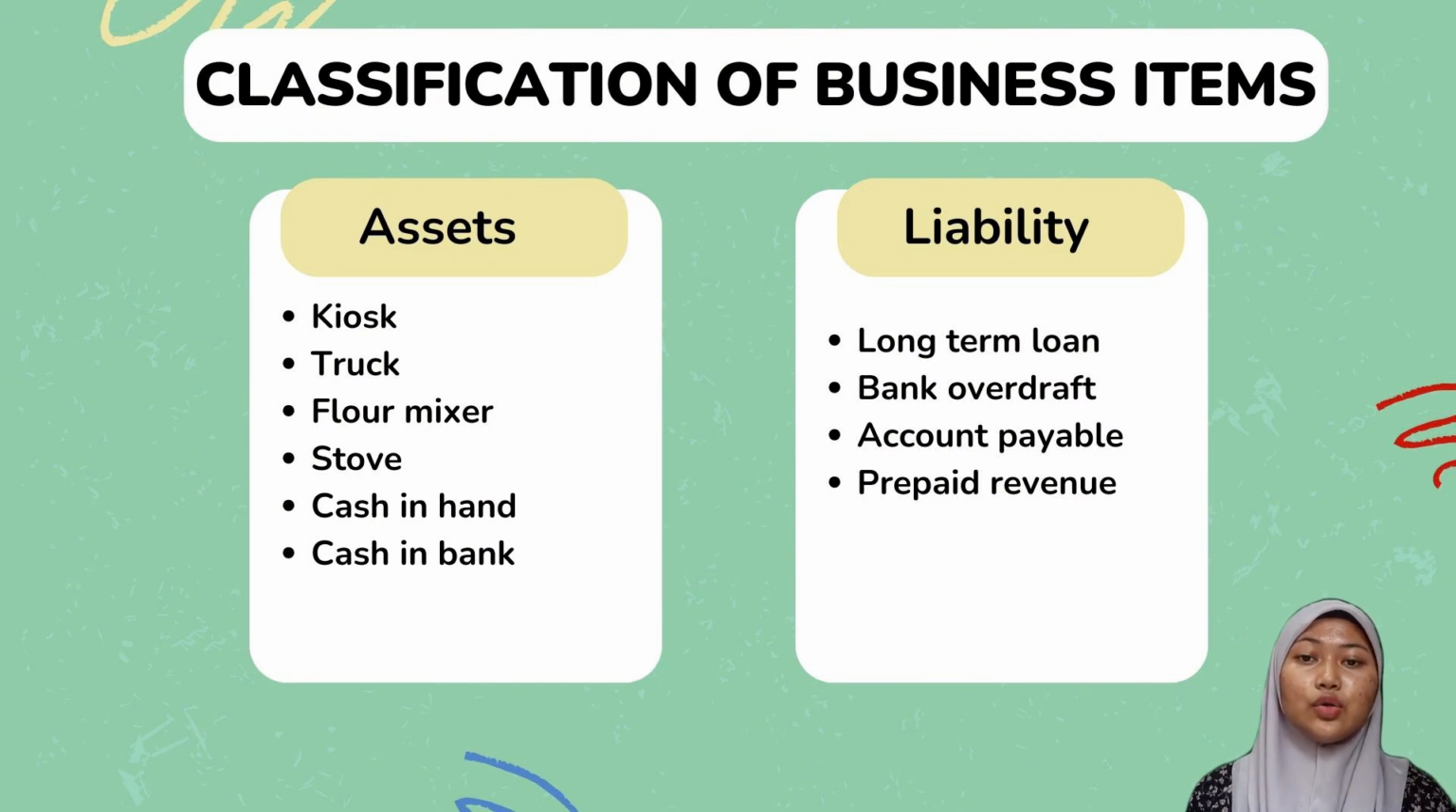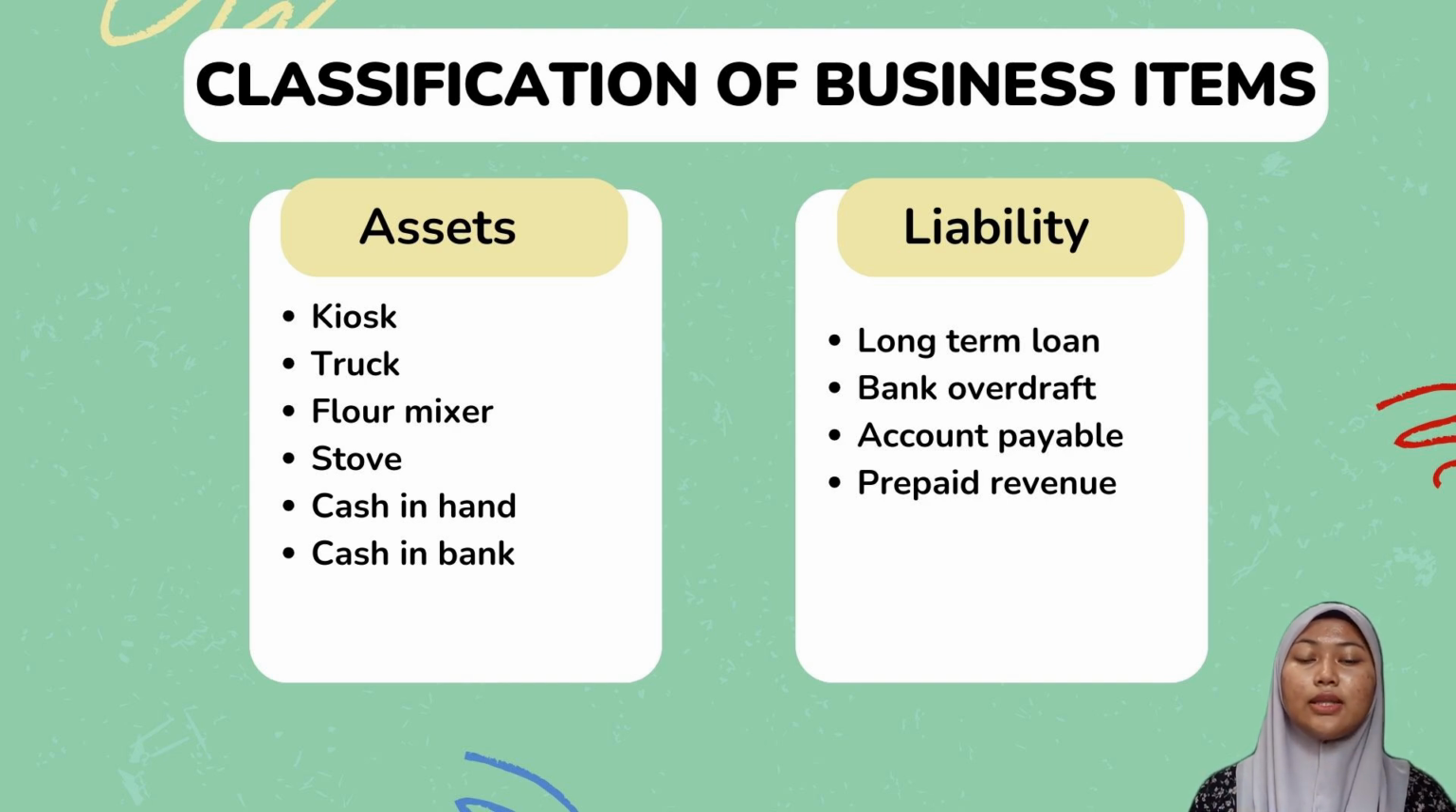Non-current assets are goods used in the business for long-term use and not intended for resale. For example, Apam has a kiosk, truck, floor mixer, and stove as their non-current assets. Next one is current assets. Current assets are cash or goods which are usually used in a short time and can be converted into cash. For example, cash in hand and cash in bank.